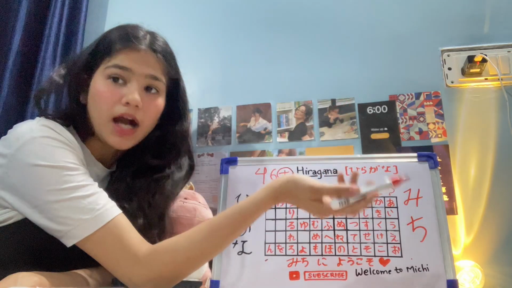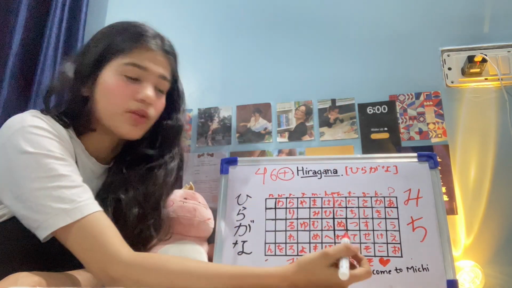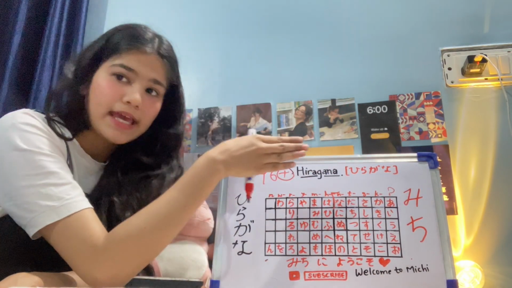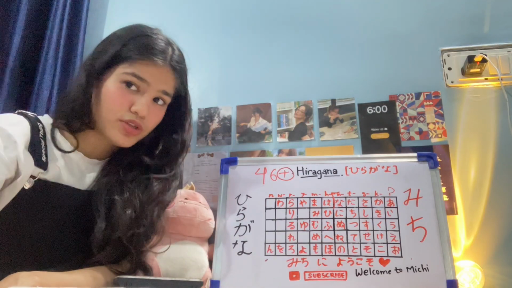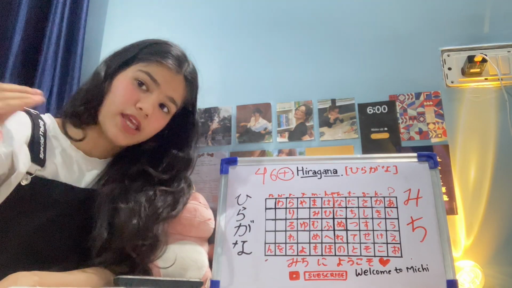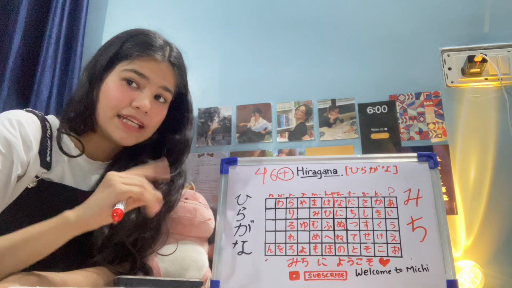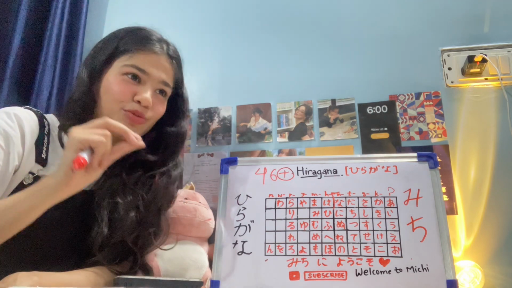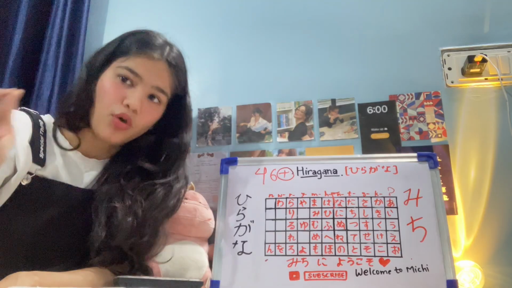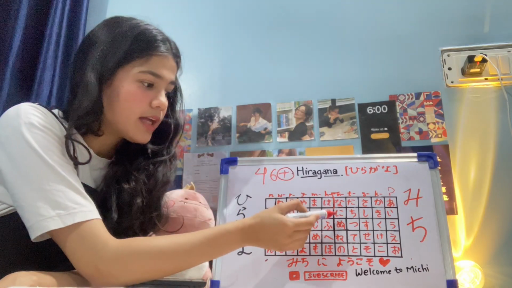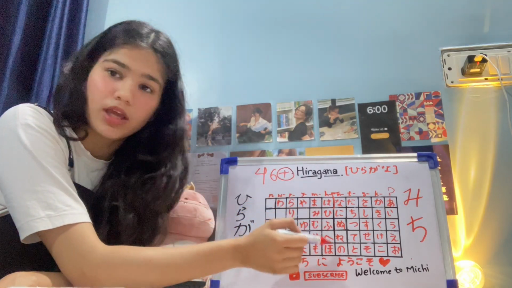Then we add the K: ka ki ku ke ko. S: sa shi. There are exceptions. It's not sa si su se so, it's sa shi su se so. Again, it isn't ta ti tu te to. It's ta chi tsu te to. Then na ni nu ne no. Ha hi fu he ho.